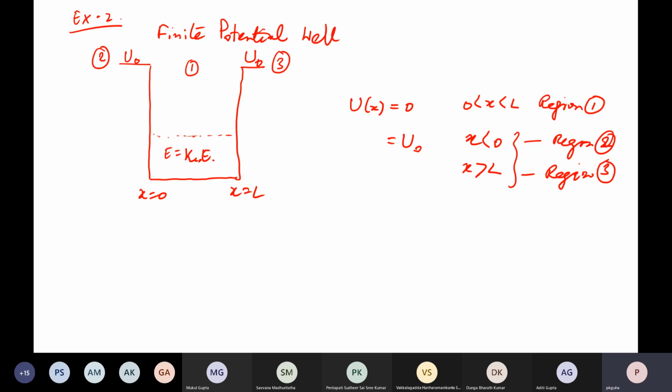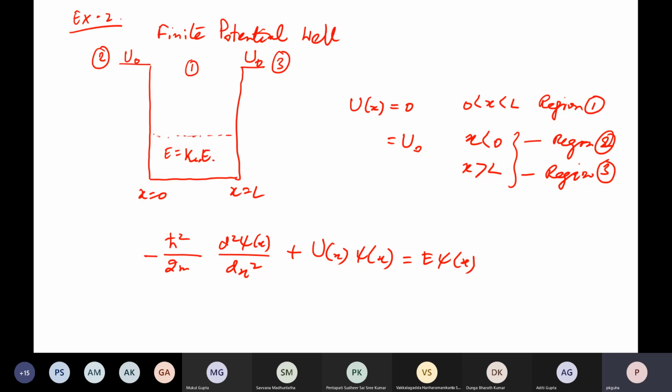So as I said, our purpose is to solve the spatial part of the Schrodinger equation. Which equation do I have to solve? This is the equation, you remember: d2 psi/dx2 plus U(x) psi(x) equal to E psi(x). So this is the equation we have to solve.